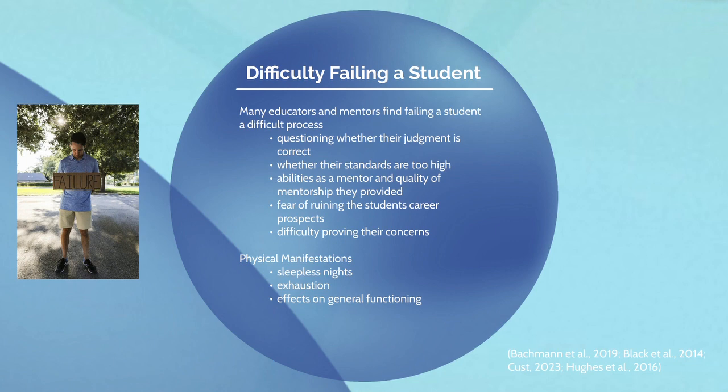Mentors also display genuine concern for the student, particularly in light of the impact the decision to fail would have on the student's life and career prospects. In addition, when deciding to fail a student, mentors felt it would be difficult to prove their concerns and often consider the time and financial investments made by the student as reasons not to fail them. The additional duties and time required when failing a student also led to physical manifestations for mentors, including sleepless nights, exhaustion, and effects on general functioning.